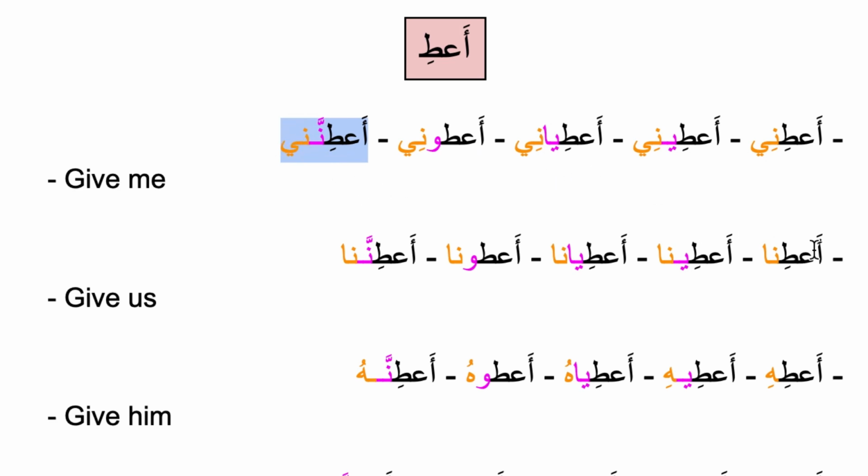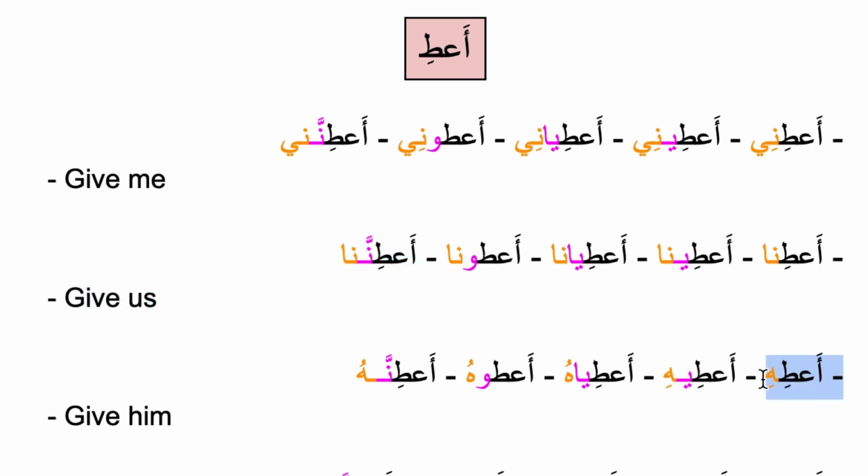Now all the other examples have the same order. The first word is when asking a singular male, and the second word when asking a singular female, and the third word when asking dual or two people, and the fourth word when asking group of male, and the last word when asking a group of female. Now the second example without translation. أعطنا, أعطينا, أعطيانا, أعطونا, أعطننا. And all these mean give us.